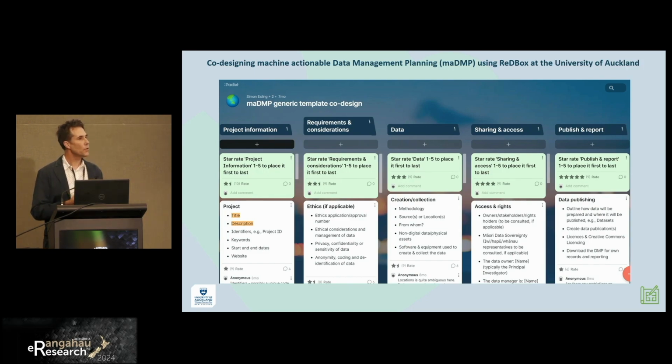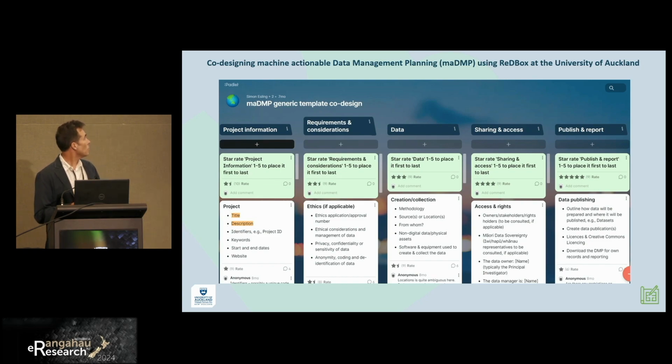DMPs have a pretty standard structure to them. So we put up what all those three DMP platforms kind of had in terms of the layout, and that is typical project information. Requirements and considerations up there, just think of that as the ethics material. Data, obviously, collection, analysis, and then sharing and access and publish and report. So we got them to look at these different sections and then order them and what would make sense. And then we had subsections, and then we had fields.